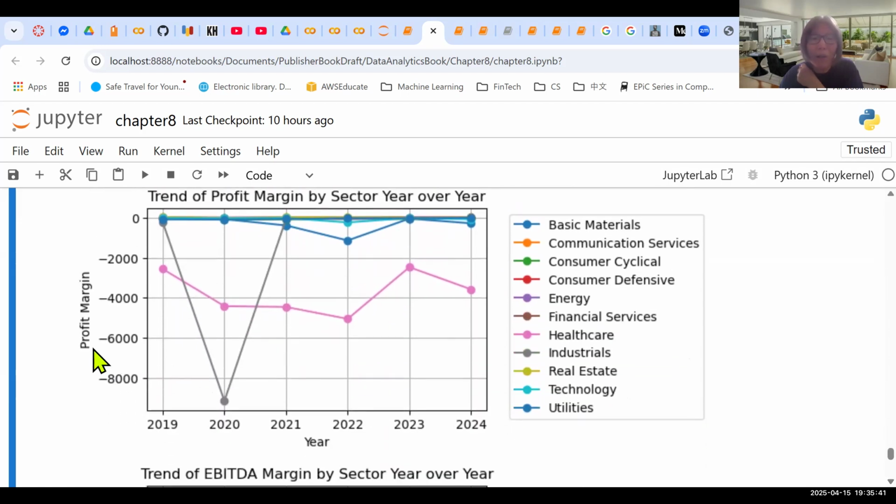And especially, you see the profit margin by sector and year. This is industrials, and it dropped so much, also over 8,000. And the pink one is healthcare. Its profit margin is far below, even 2000. Is it negative? It's negative 2000. So this also doesn't look normal, especially for healthcare.